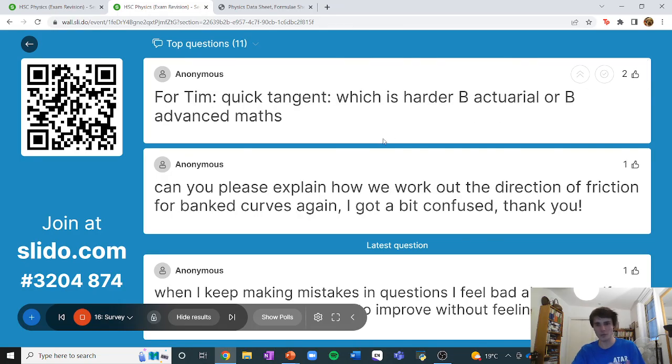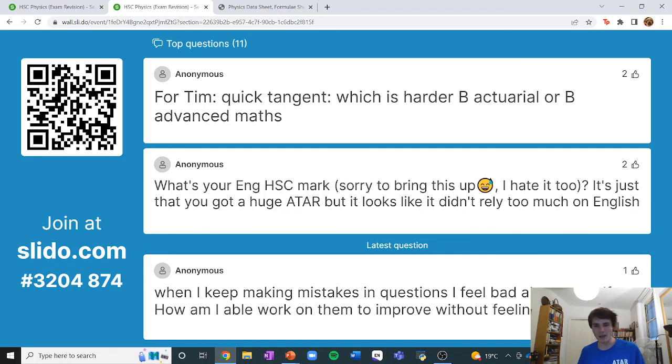For a quick tangent, which is harder, Bachelor of Actuarial or Bachelor of Advanced Maths? It really depends on what you're passionate about. I would personally say Bachelor of Actuarial, but that's because I hate statistics, so I could not imagine doing an entire degree based off actuarial. Whereas because I really enjoy advanced maths, yes, the concepts are hard, but it's not that hard, if that makes sense.